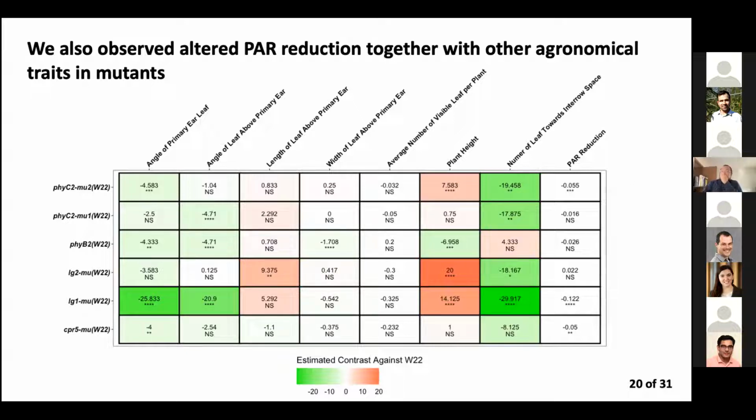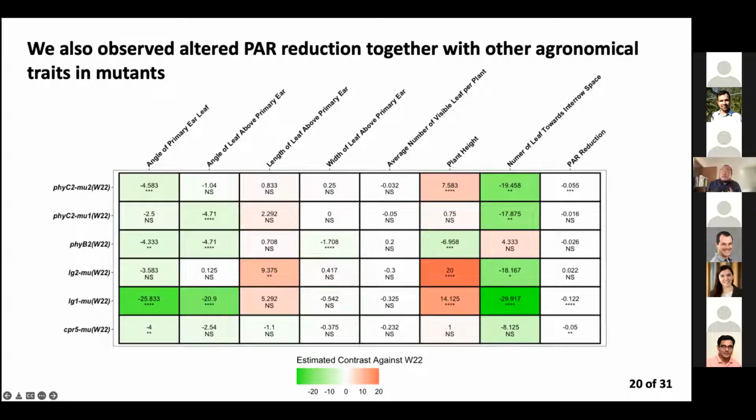What we found is that some mutants, for example Liguleless 2, despite exhibiting a significantly decreased number of leaves towards the interrow space, also exhibit a taller plant and longer leaves, which probably work together to contribute to no significant difference in PAR reduction.